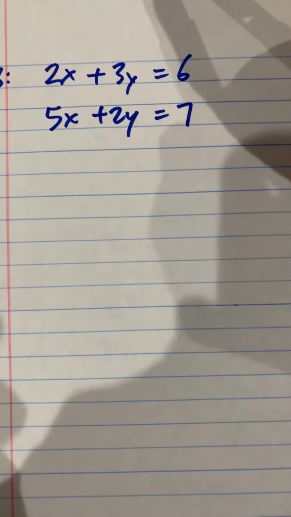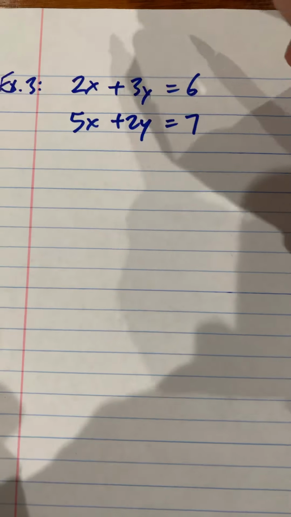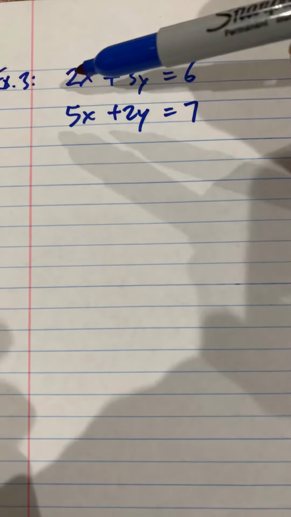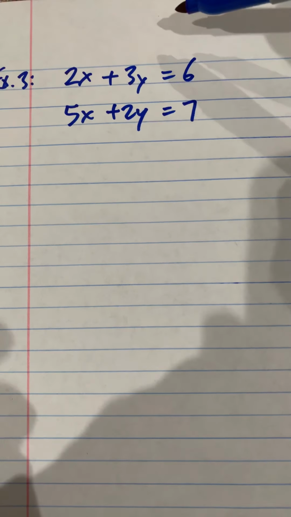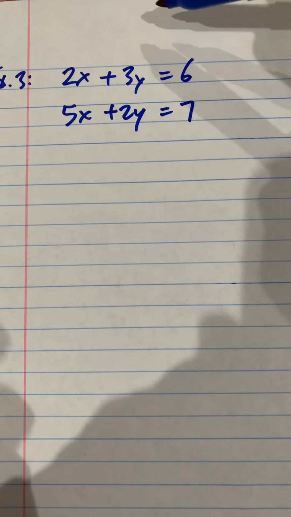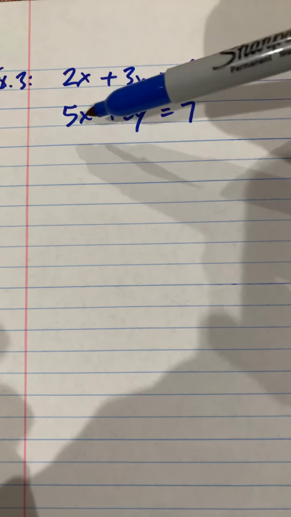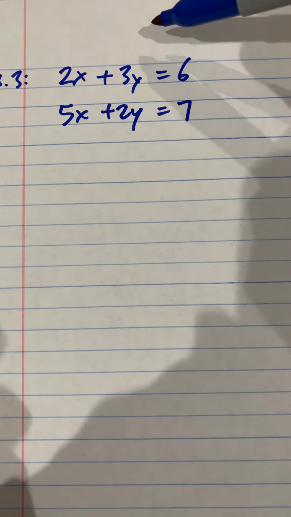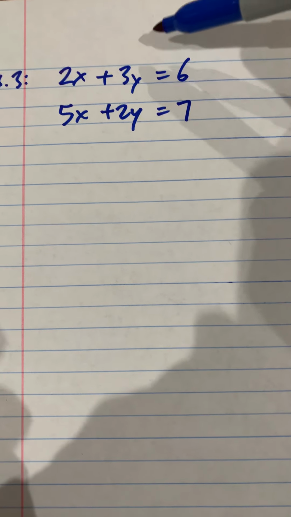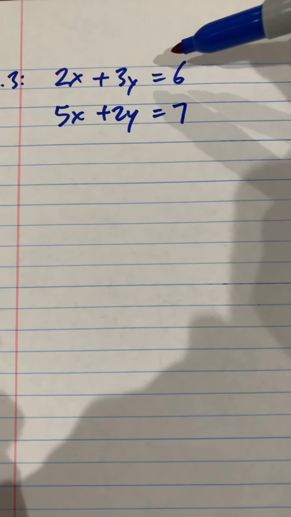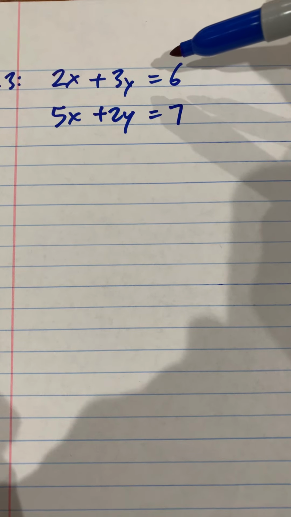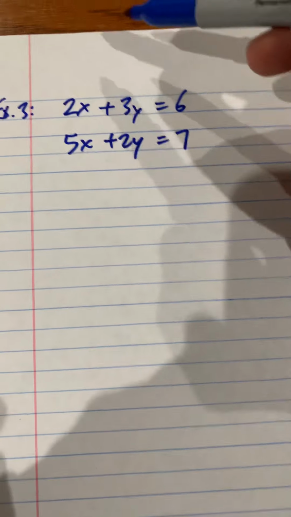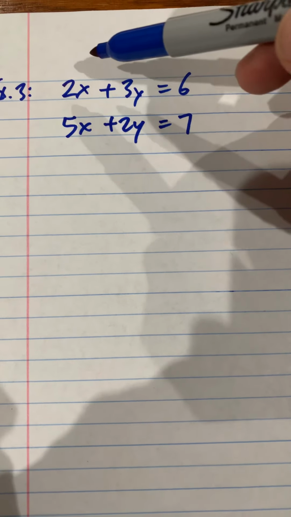So what we're going to have to do here is create a situation where we can cancel one of these variables out. Remember, that's the whole point of this: we want to eliminate one of these variables, because if I can reduce this down to just dealing with one variable, then I can solve for that variable. Okay? So this is what I'm going to do, and let's see if you think this through with me and see if this makes sense.